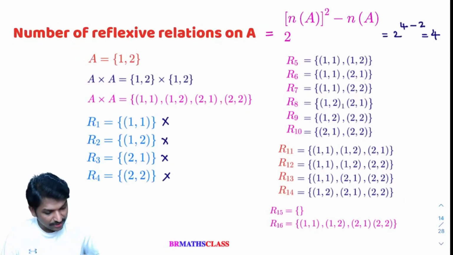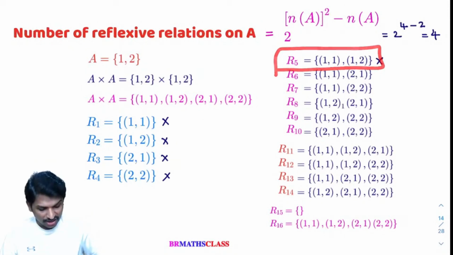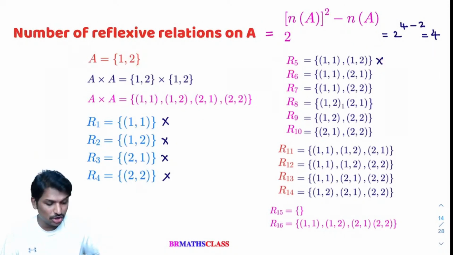Okay, come to this R5. Is R5 a reflexive relation? Look here. 1, 1 and 2, 2 must be present in the relation. In this, 2, 2 is not there. This is not reflexive. You observe, is it a reflexive relation? No, this is not a reflexive relation.